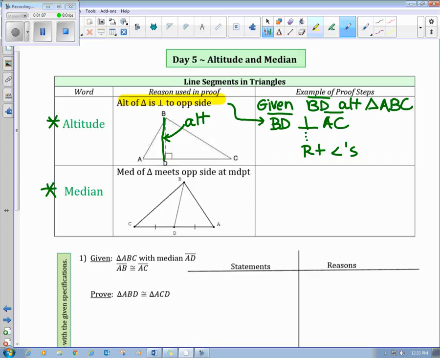So what I need you to know is that when you have an altitude, you convert that into perpendicular lines using the reason that the altitude of a triangle is perpendicular to the opposite side.